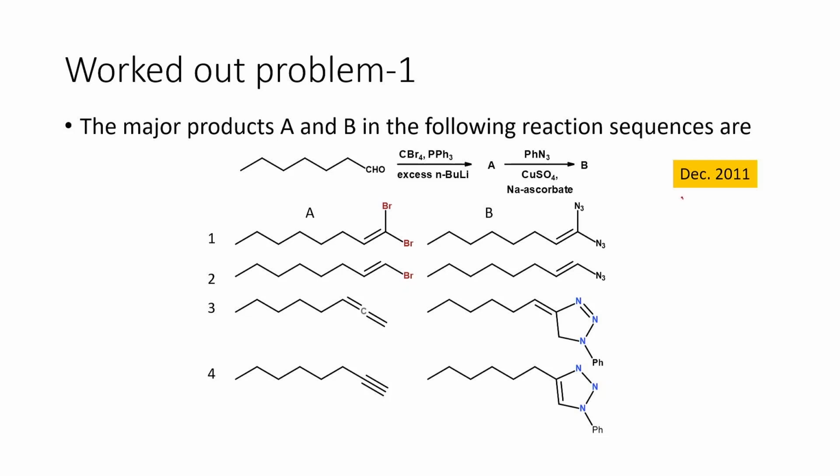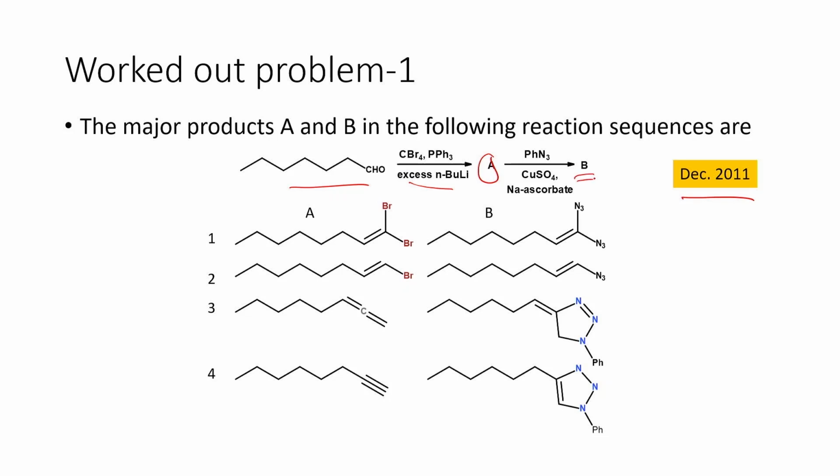So this problem was asked in December 2011. The major products A and B in the following reaction sequences are. So here an aldehyde is given that is reacted with CBr4 and triphenyl phosphine in the presence of excess butyl lithium, gives intermediate A, and that intermediate A on treatment with an azide, copper sulfate and sodium ascorbate leads to the formation of B.